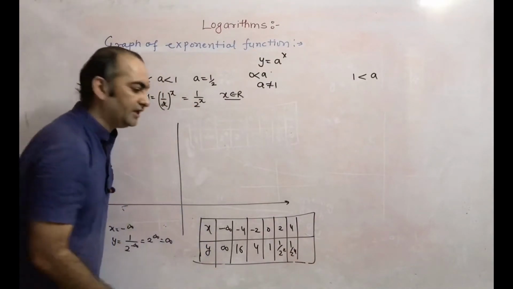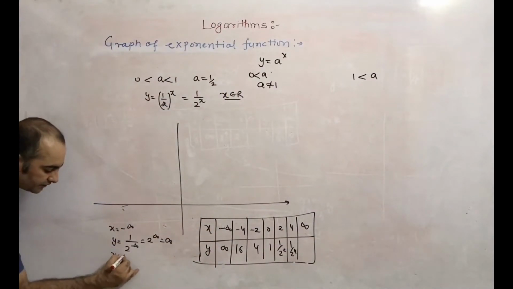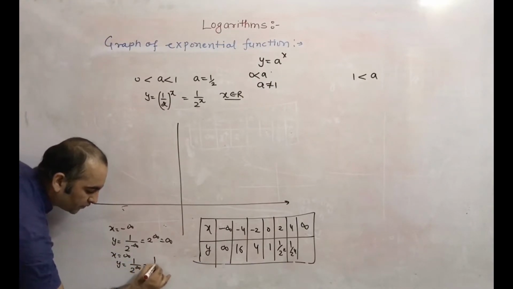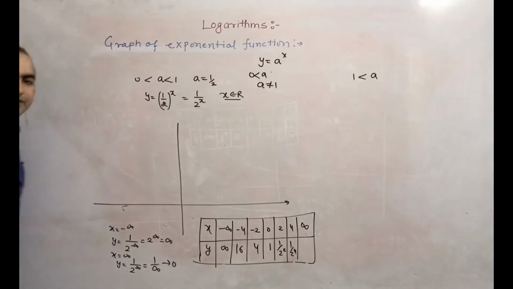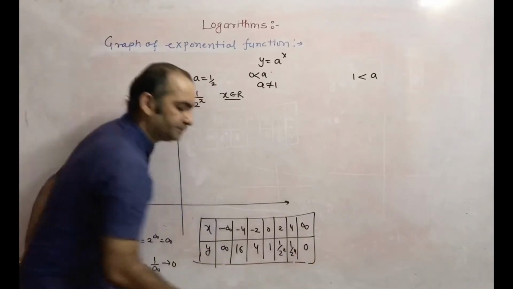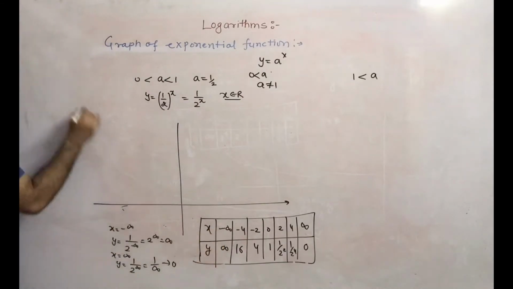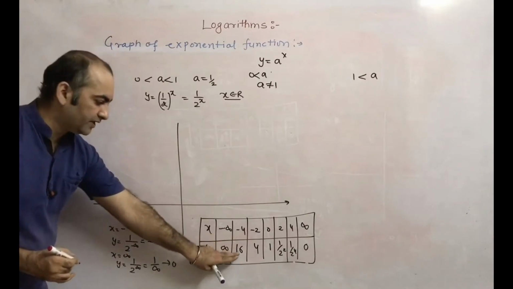And if I put x equal to infinity, then y equal to 1 by 2 power infinity. 1 by a denominator that is infinity is tending to 0. So if x is minus infinity, y is infinity, so it will start from infinity. Then it will decrease. At minus 4 we are getting 16.